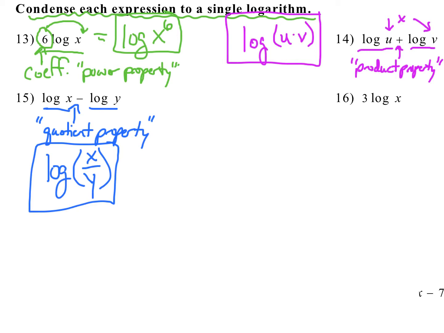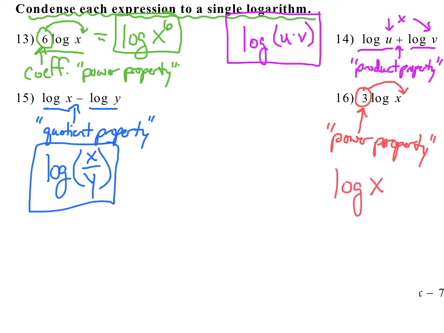And then for number 16, we have another example of the power property, because we have that coefficient. So that means that the coefficient then becomes the exponent of the logarithm. So log of x to the third. Okay, and that's it for condensing.